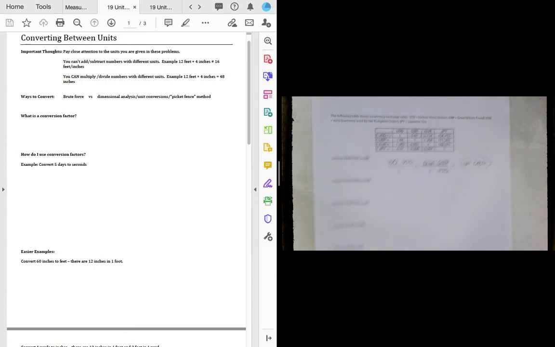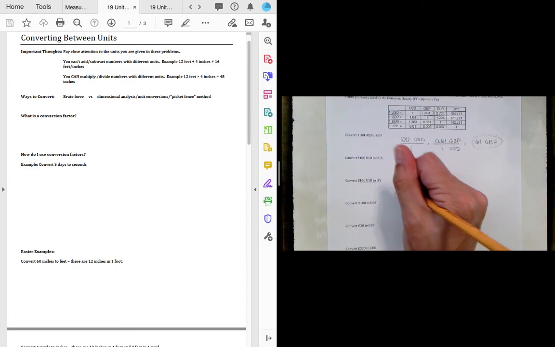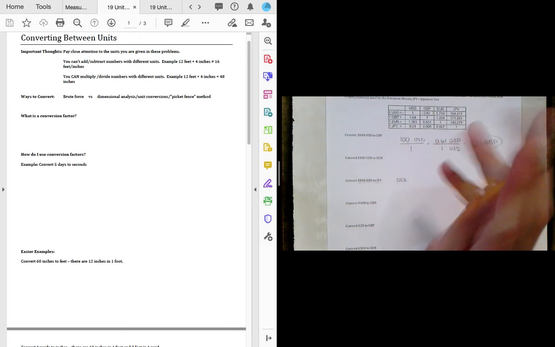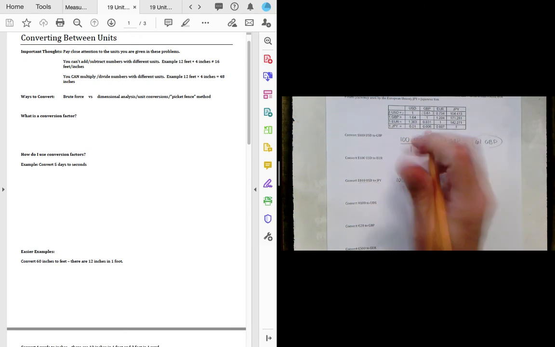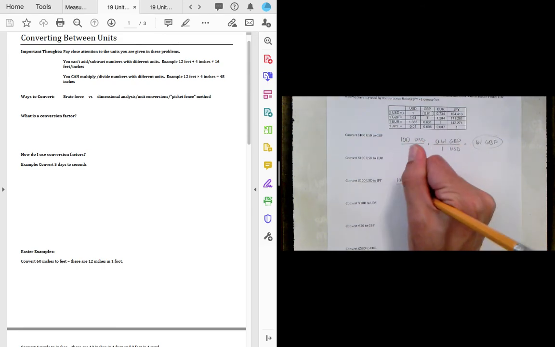We'll do one more. Let's see, which one do we want to do? We have converting 100 US dollars to Japanese yen. We start out with 100 USD over 1.